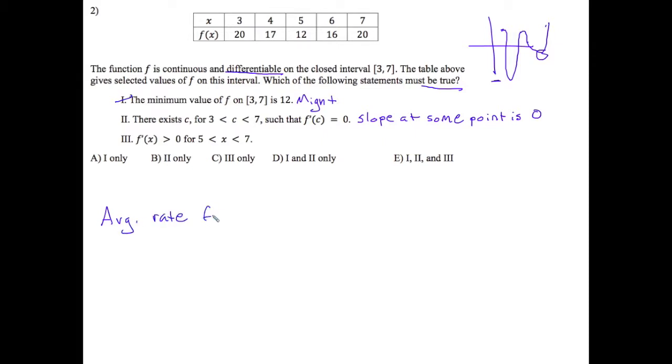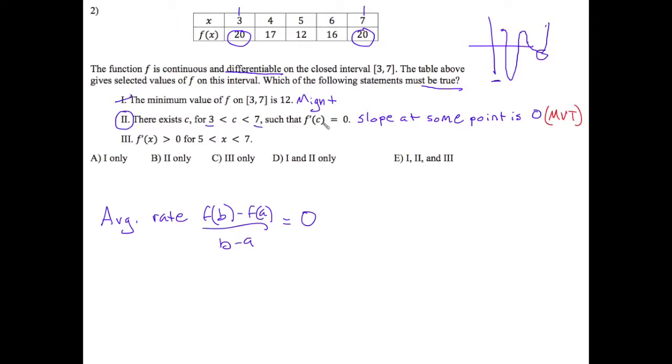The average rate is f of b minus f of a all over b minus a. And the shortcut is, if I have the same height that I begin and end the interval with, because the interval, again, starts at 3, goes to 7, if I start at the same height that I end at, the average rate is always going to be 0. That's a shortcut there. So I know the average rate is 0, and I'm allowed to use the mean value theorem. So this one is a must be true by the mean value theorem. I'm going to put in here, maybe with a different color, it's true by the mean value theorem.